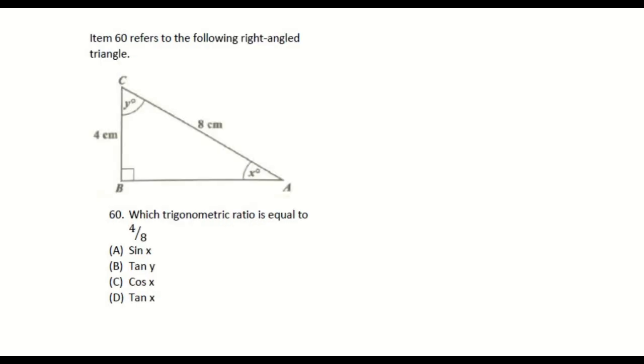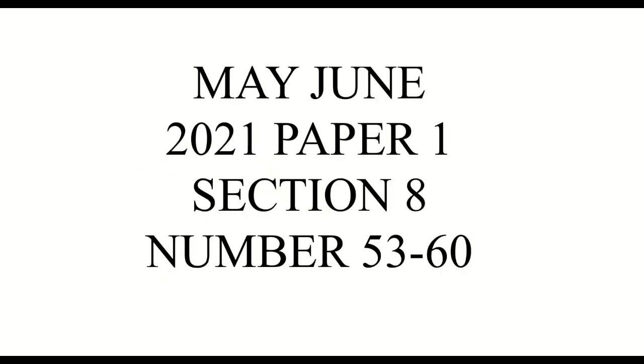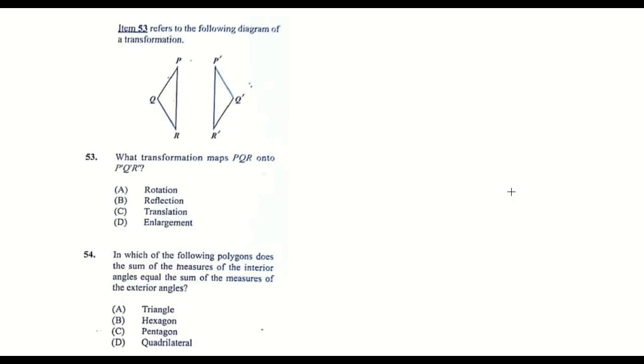Right, item 60. This is a repeated question. I think it's sine x, but let's just see. If you're using x, this is the opposite. So sine x would be opposite, which is 4, over hypotenuse, which is 8. So it would be A. And that is the end of January 2022. Let's look at May, June 2021. Alright, May, June 2021, paper 1, section 8, numbers 53 to 60. This is a repeated question.